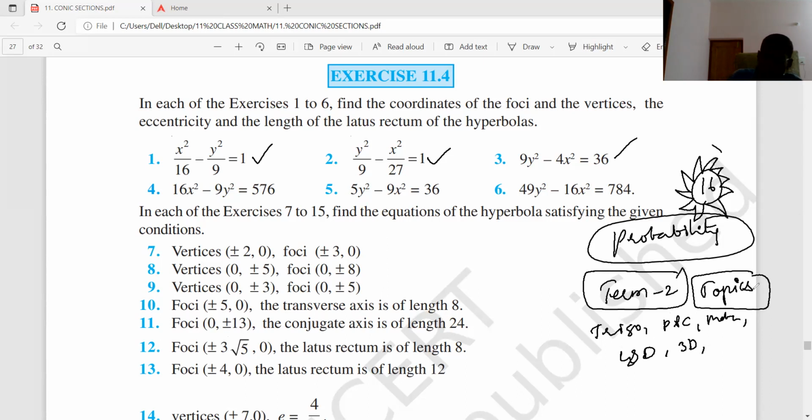Okay, understood. Whatever is there in term 1 is not there for term 2. Remaining topics are there. Has mathematical reasoning been taught to you? No, sir, they haven't taught the chapter for us. Okay, anyway, mathematical reasoning is not there. Okay, all right.